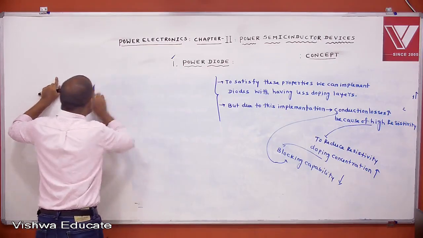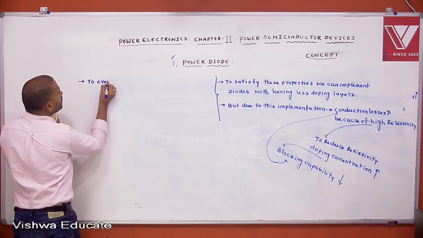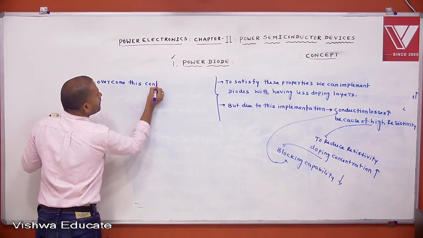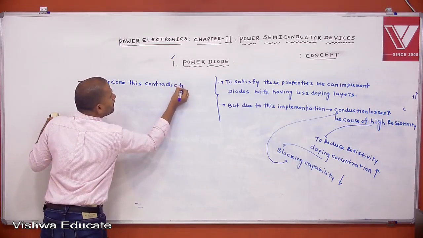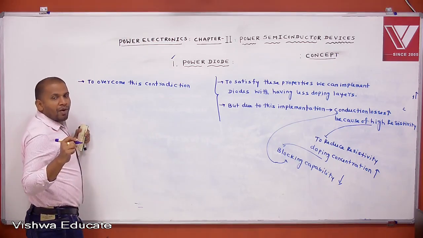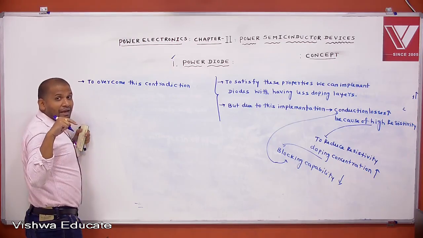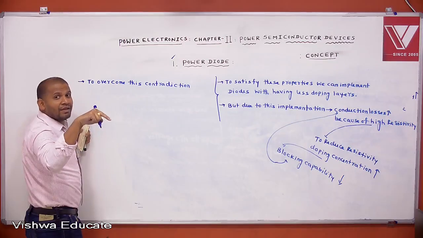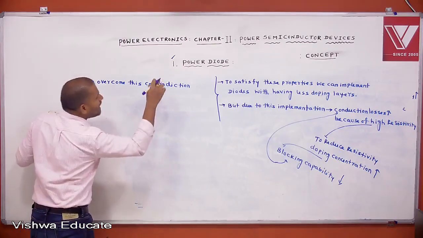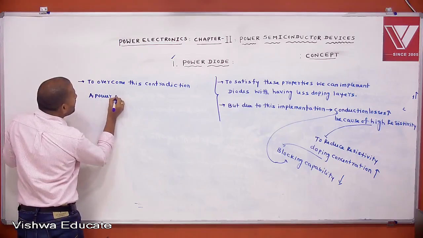To overcome this contradiction, a power diode is implemented by placing a lightly doped N minus layer in between heavily doped P and N layers.